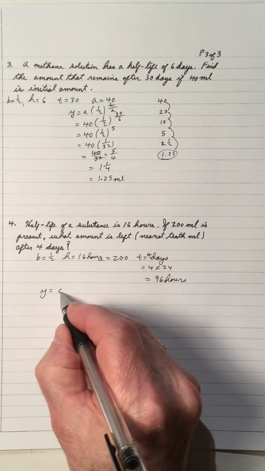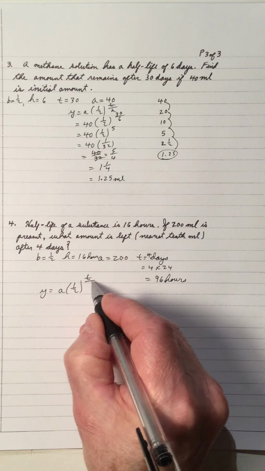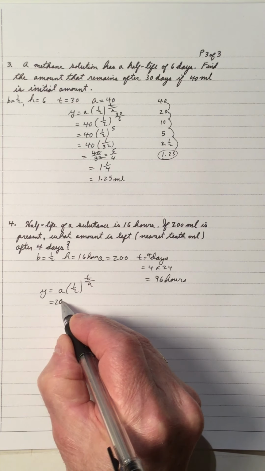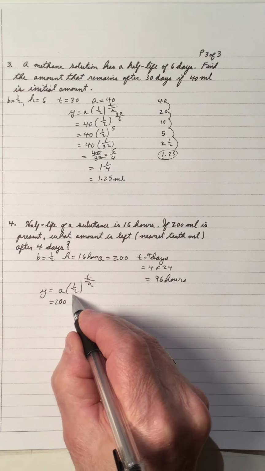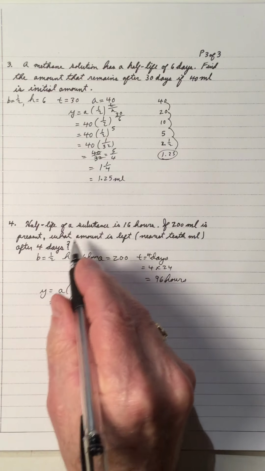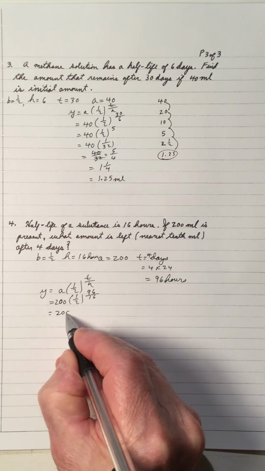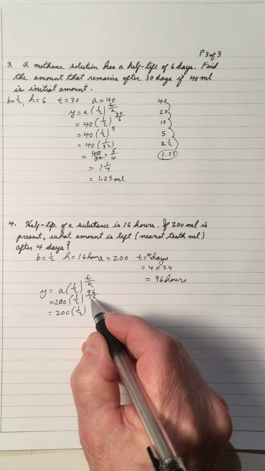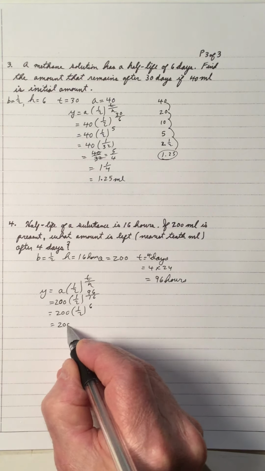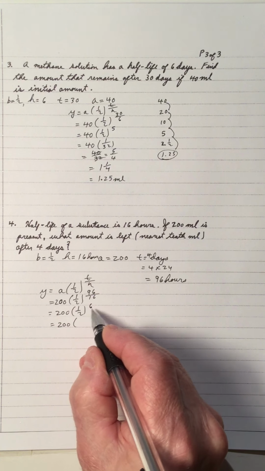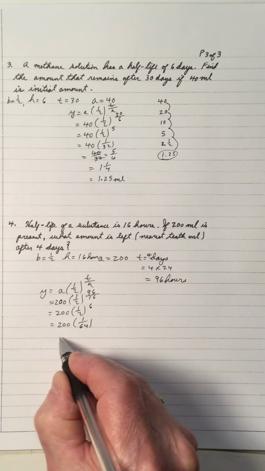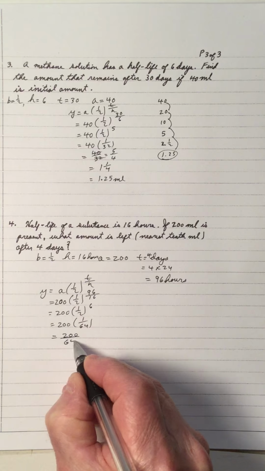So Y equals A times 1/2 to the T over H. A is 200, so there's 200 milliliters times 1/2. The time is 96 hours divided by 16, because it happens every 16 hours. 96 divided by 16 gives us 6. So that's 200 times 1/2 to the 6th power. 2 times 2 is 4, times 4 is 16, times 4 is 64. So it's 1 over 64, so that's 200 divided by 64.